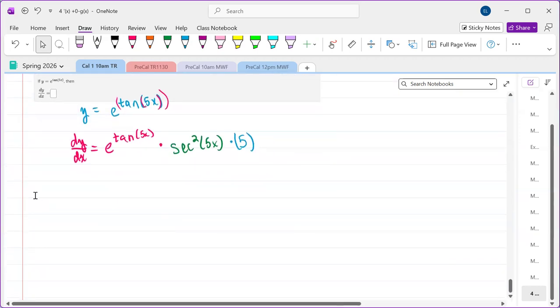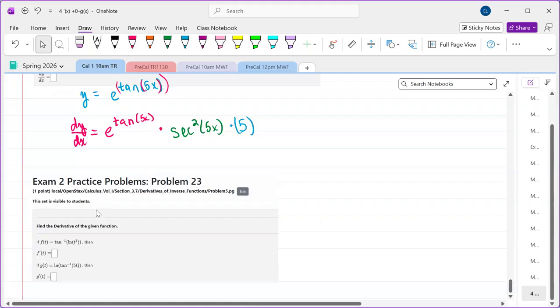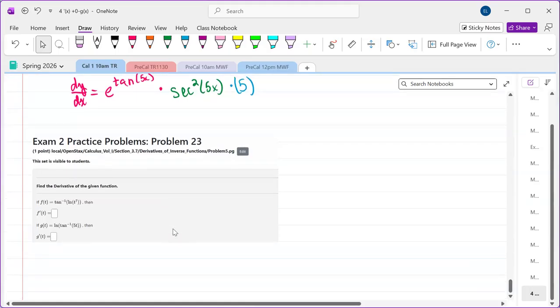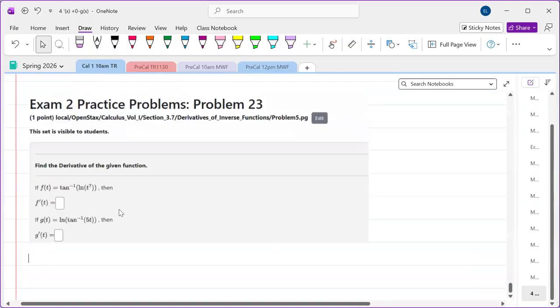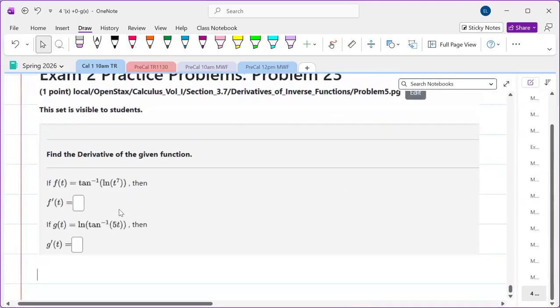Twenty-three is another good example of a double chain rule. So this one, they've given us two different functions, but they've changed the order of the functions. Well, and then they changed the inner one as well. But both of these have arctangent and natural log. It's just what's on the outside versus what's on the inside.